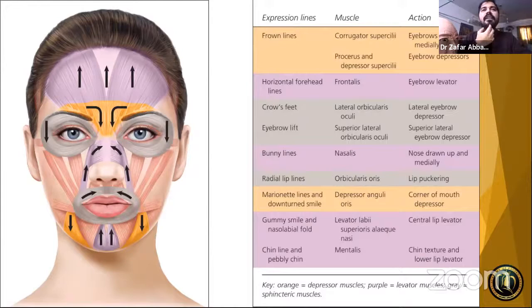Sometimes patients have a chin line or chin depression. It can also be treated by Botox. We inject at 2 points. This is the mentalis muscle. We inject at 2 points over here. Like this. We can also fill the depression with filler.